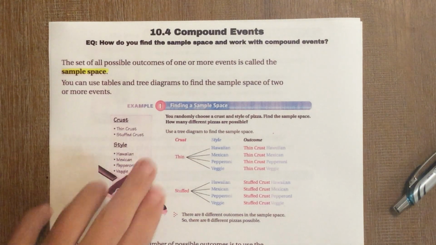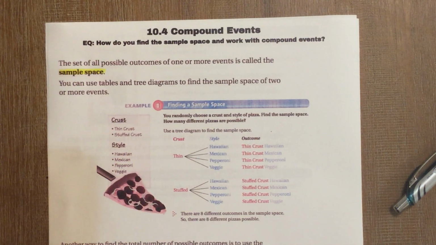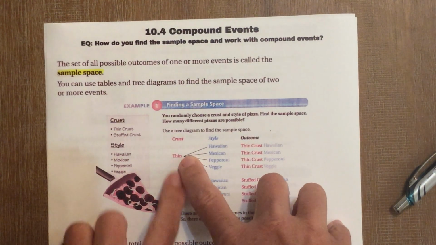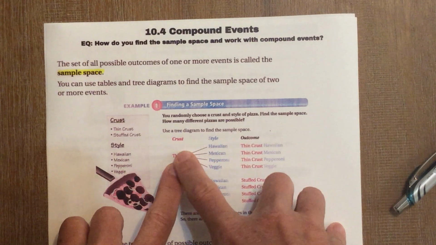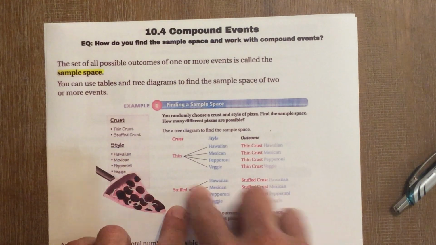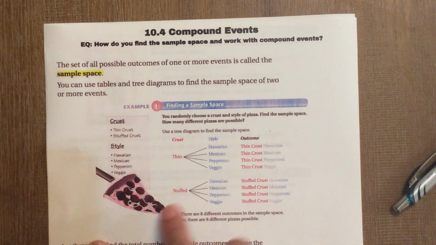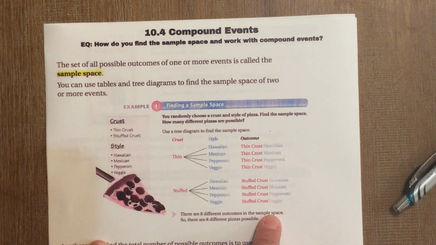So you could see you had two types of crust and 4 styles of pizza: Hawaiian, Mexican, pepperoni, and veggie. I know it's highly debatable to have pineapple on pizza. It's a go at our house, but I know a lot of houses say no. So here we go. Two types of crust. So you can have a thin crust Hawaiian, thin Mexican, thin pepperoni, thin veggie, right? And then the same thing with stuffed. So you can make this tree diagram and it will give you all of your outcomes here. And then if you count them, you can see there are 8 different outcomes in the sample space.